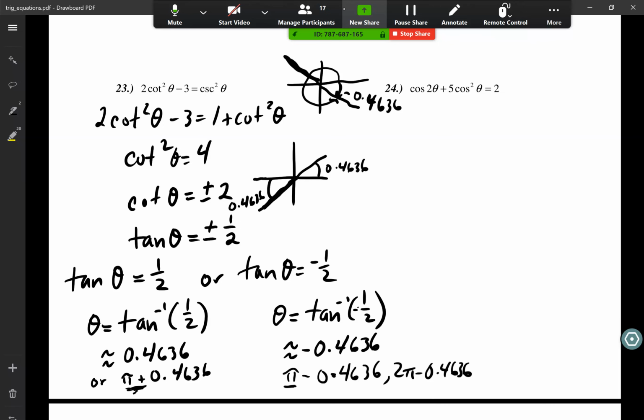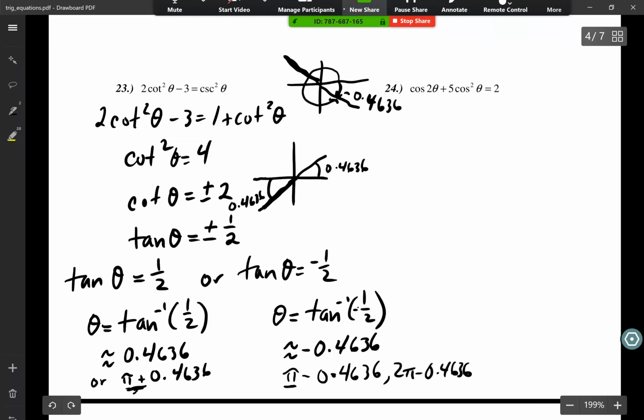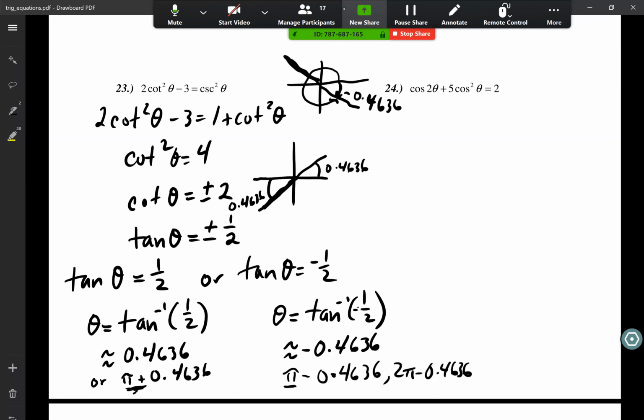All right, let's do another one with an identity here. Let's look right next door here at number 24. So number 24 here, we have cosine of 2 theta, and 5 cosine squared theta is equal to 2. Now, the problem with this one to start with is that we have mismatched arguments. These are not the same argument.